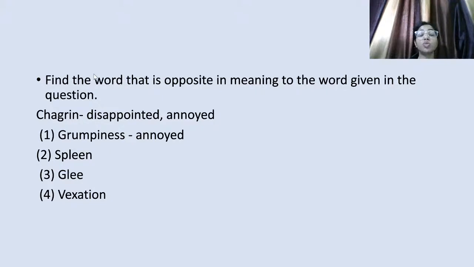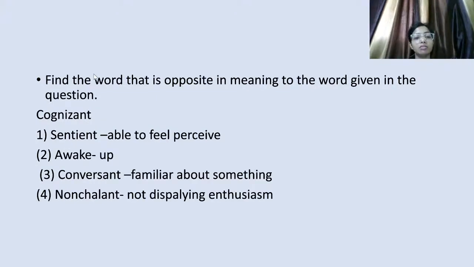So spleen is also a part of the body, so do not confuse it for that. Spleen also means anger. Here spleen means anger. So I see that number one option, which is grumpiness, is also similar to chagrin. Somebody who is able to feel or perceive. Okay? Next option is awake. Awake मतलब जागृत है, aware है, up, not sleepy, not unenthusiastic, not uninterested.